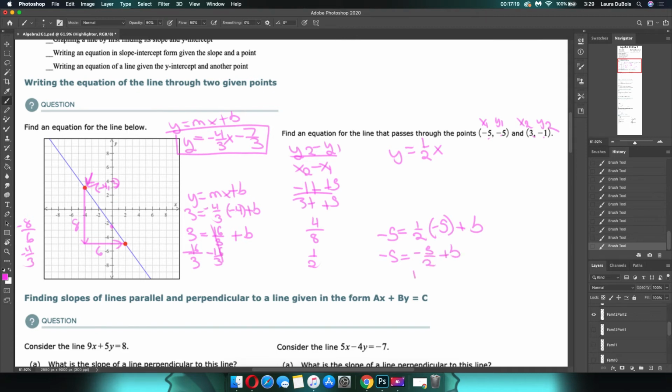And now we've got to add 5 halves to both sides, which is going to be, use your mental math, that's 5, which is 10. So negative 10 and 5 is negative 5. Okay, so this is going to be b equals minus 5 halves. Funny that. And yes, I know all of you used your calculators. Don't worry, I forgive you. For now.